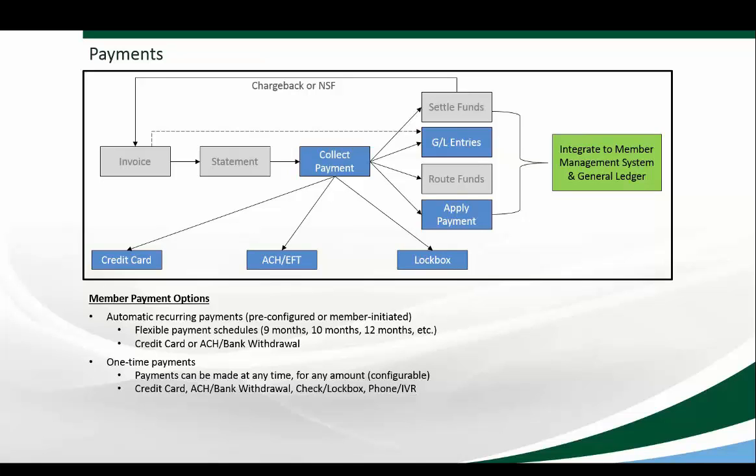Some of the different member payment options that we have are automated recurring payments, so those can be pre-configured or member initiated as far as what the recurring schedule is going to be like. Those payment schedules are flexible, and we determine that when we configure your account within Billhighway. They can be 9 months, 10 months, 12 months. It really doesn't matter. Any interval is possible within our platform. Recurring payments are done through credit card or ACH bank withdrawals. And then obviously lockbox would be a manual ad hoc payment that's done by the member.